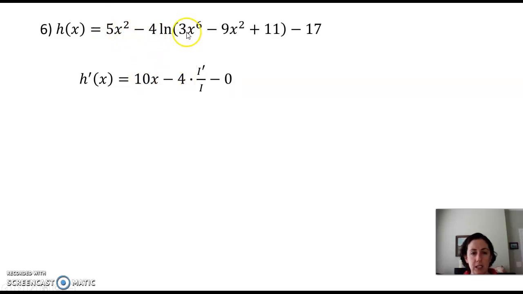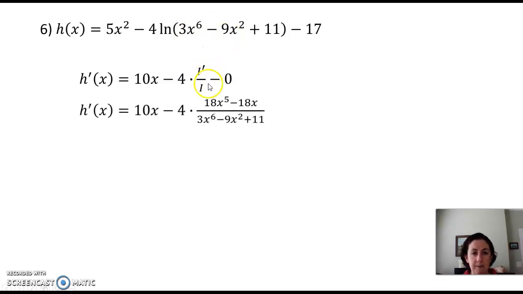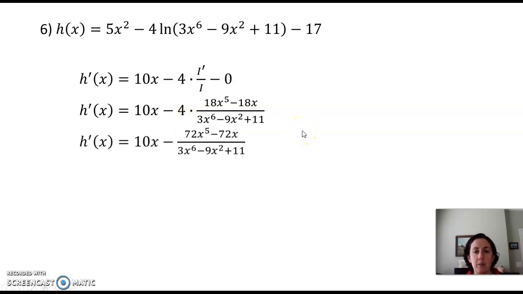That 4 is a coefficient times the derivative of the inside over the inside, minus the derivative of 17 is 0. So now I'm just going to replace I with the 3x to the 6th minus 9x squared plus 11 on the bottom. And the derivative of that, which would be 18x to the 5th minus 18x on top. There's no need to carry that minus 0. I just drop it. And now what we can do, this is really 4 over 1. So I'll do 4 times the entire numerator, 1 times the entire denominator, to get a more simplified answer of 10x minus 72x to the 5th minus 72x all over 3x to the 6th minus 9x squared plus 11.